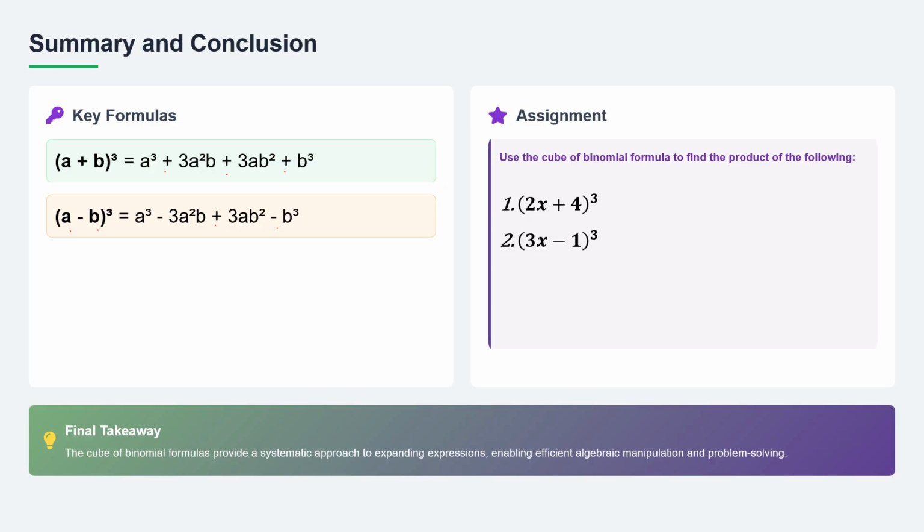For your assignment, use the cube of binomial formula to find the product of the following: 2x plus 4 cubed, 3x minus 1 cubed. You may write your answers in your lecture notebooks.